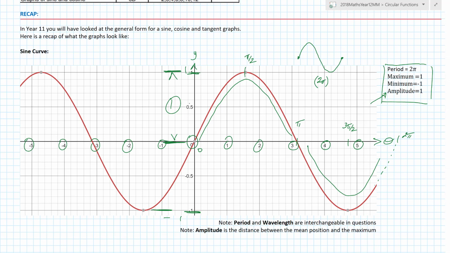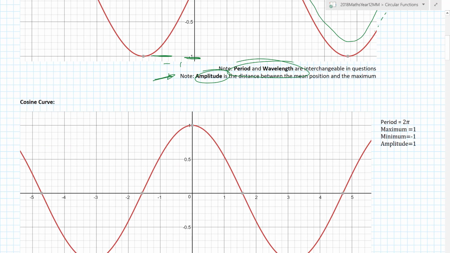Now, great thing to notice is, because the maths is a big fat trick, period and wavelength are interchangeable, right? So they can talk about the period of the graph, they can talk about the wavelength of the graph. Amplitude, really important, is the distance between the mean position and the maximum.